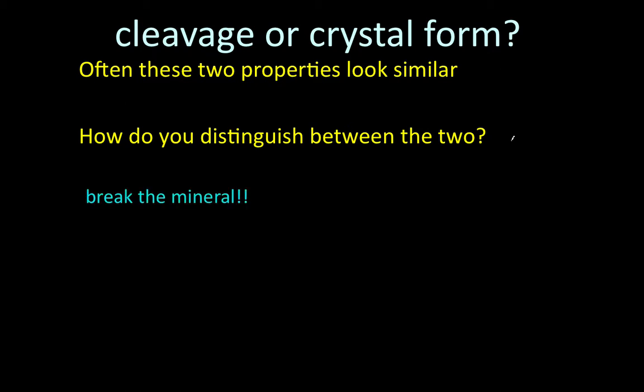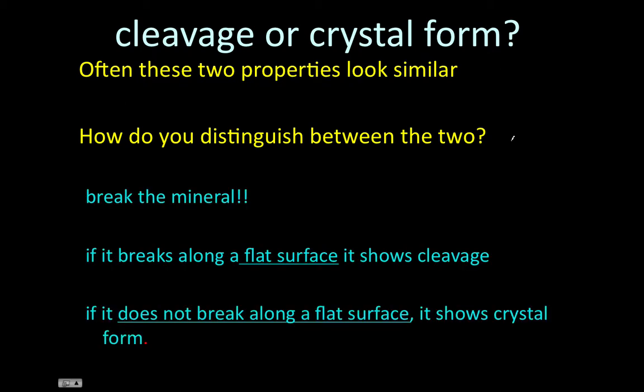It is actually possible for a mineral to have both crystal form and cleavage. A crystal can grow and it could also break along a cleavage plane that's similar to its crystal shape. Calcite actually has that property.